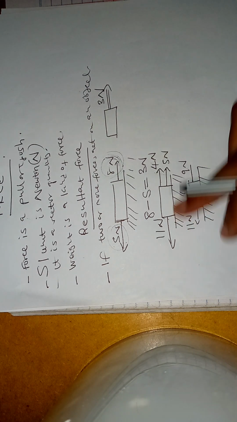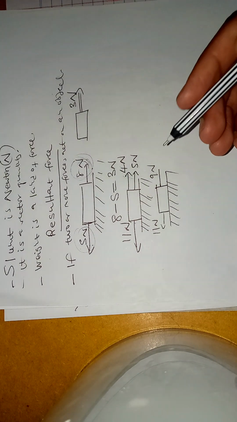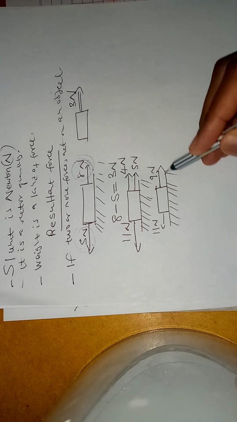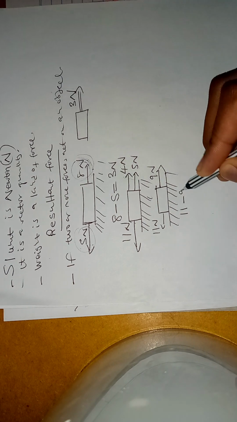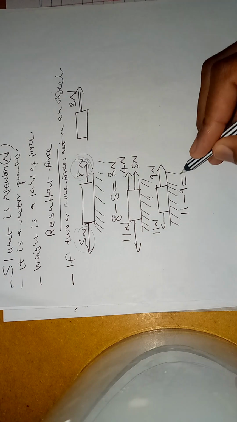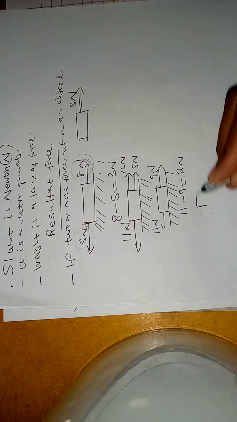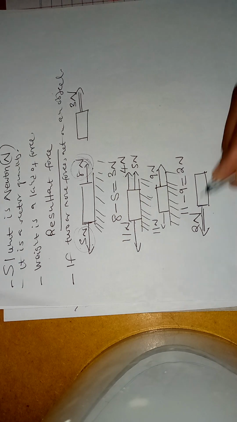Now the question can be, what is the direction of the resultant force here? As I said, the direction of the resultant force will lie on the side where we have a greater force. Since these two forces are opposite, you subtract, you say 11 minus 9, so that's going to be 2 newtons. So the resultant force is going to be in this direction. So the 2 newtons is going to be in that direction.